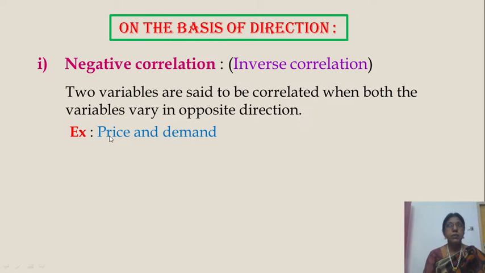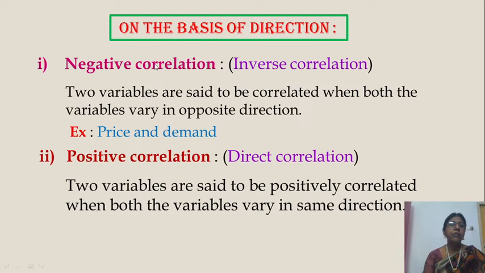Suppose apple's cost is increasing, then demand is decreasing, because if cost is very high, people buy a little quantity of apples. Suppose the price is decreasing, then demand is increasing, because the price is very low, people buy a lot of apples. Price increases, demand decreases: opposite direction. So for negative correlation, price and demand is the example.